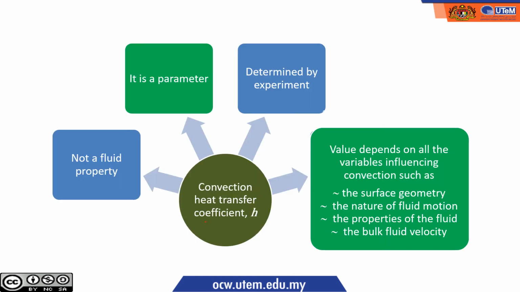Okay, what is the convection heat transfer coefficient? h is not a fluid property. It is a parameter determined by experiment. The value depends on the variables influencing convection, such as surface geometry, nature of fluid motion, the properties of the fluid, and the bulk fluid velocity. Because of this, h will be affected. h may become bigger or smaller.